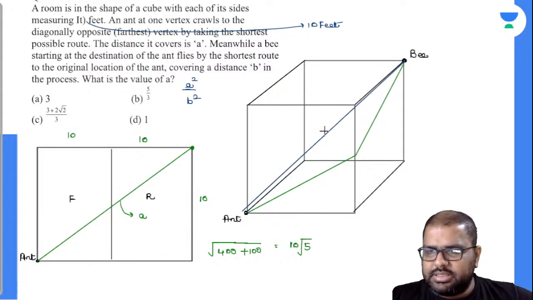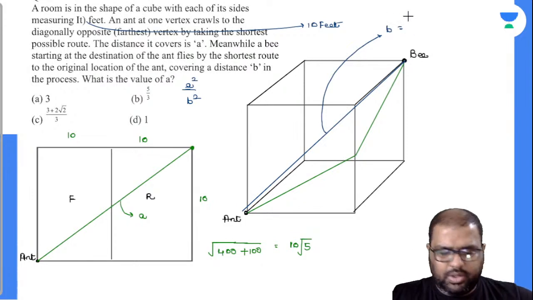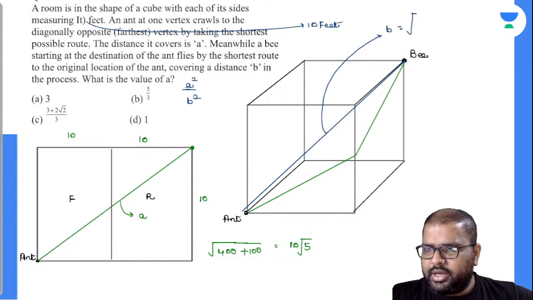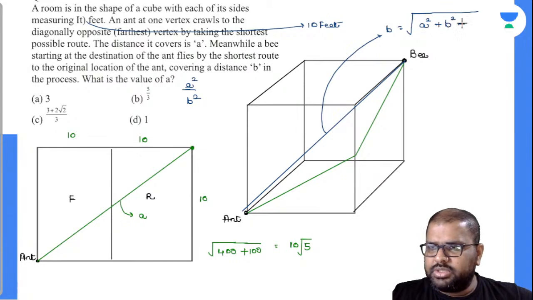Now closely observe that this is your B value. Now B is nothing but the body diagonal of the cube. Body diagonal will be how much? A square plus B square plus C square. Of course your A, B, C all are same. So this will be 10 root 3. 100 plus 100 plus 100, 10 root 3.